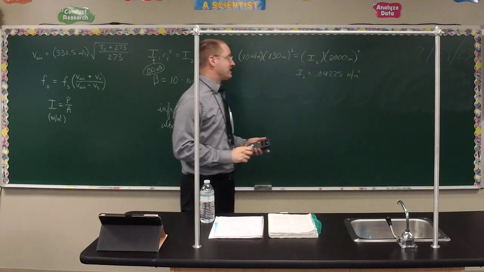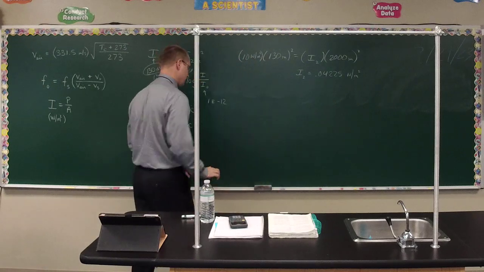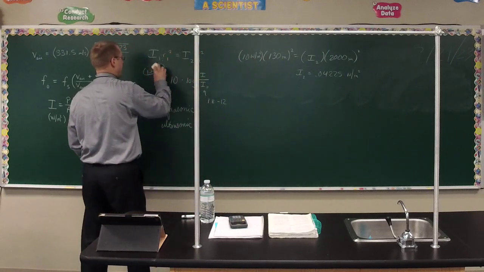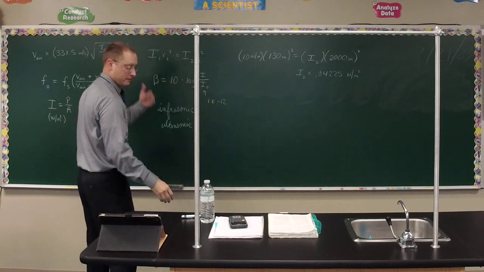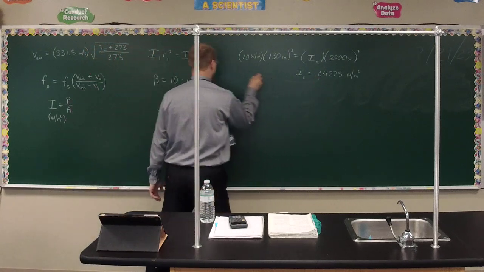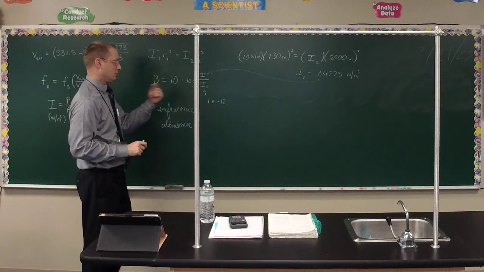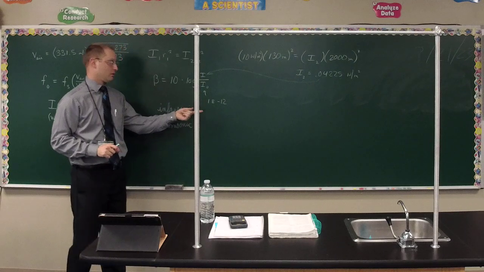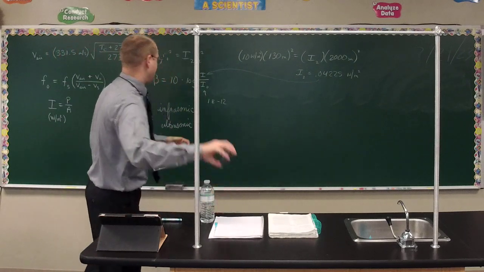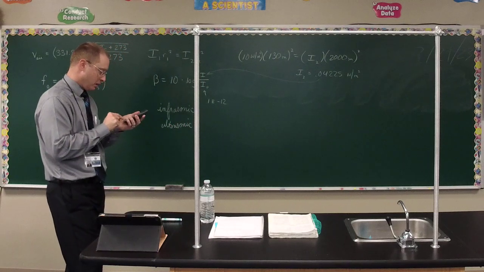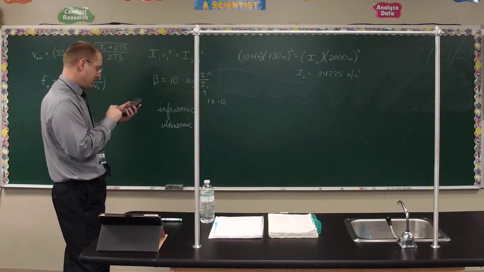But it didn't ask for the intensity at 2,000 meters. It says, what is the loudness when it's reached this altitude? Well, that means I want to know beta. And I know the intensity. How do I get beta, class? You divide by 1e negative 12, then take the log, and then multiply by 10. So we divide by the 1e negative 12, we take the log, we multiply by 10.